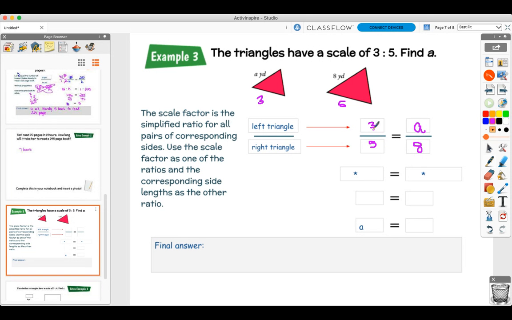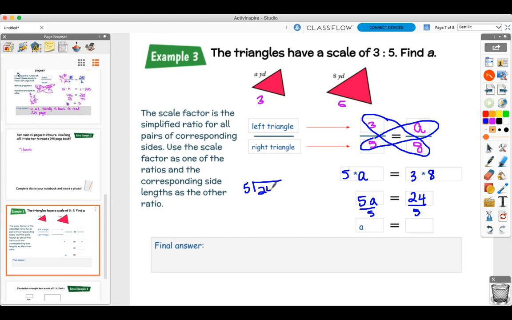Now we can't simplify the 3 over 5 because it's already in simplest form, so we do cross products, cross multiplication, the butterfly method. So 5 times A is equal to 3 times 8. 5A is equal to 24. Divide by 5. This is going to be a decimal. Let's see what decimal it ends up being. 5 doesn't go into 2, but 5 goes into 24 4 times. 5 times 4 is 20. Subtract, 4. Let's put a decimal here and a decimal there. Add a 0, bring down that 0. 5 goes into 40 8 times. So there's going to be 4.8 yards.